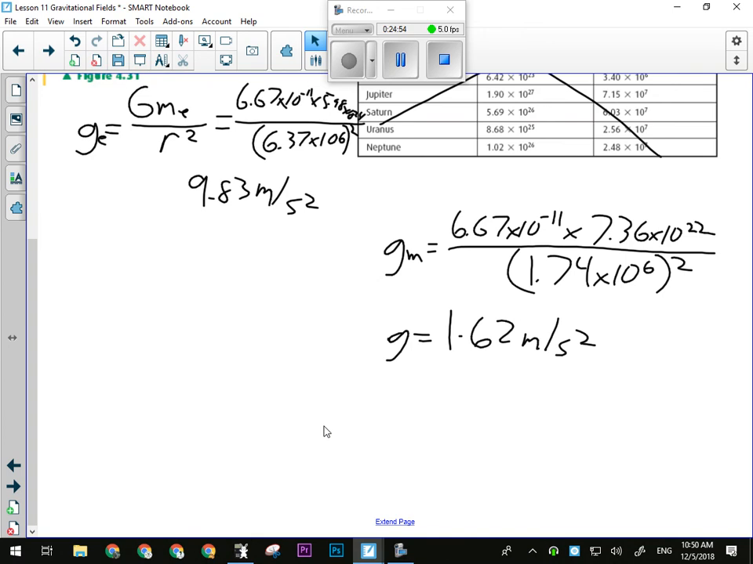Are you ever going to set this formula equal to anything like you do with the force of gravity formula? Like, are you ever going to say g times one mass over r squared equals some other formula? No, this is used for one thing and one thing only. It just calculates gravitational field strength.